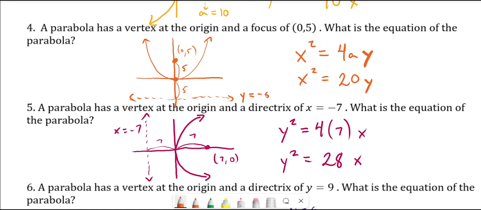This one tells us that the vertex is at the origin and the directrix is at x equals negative 7, so a vertical line. The vertical line for our directrix over here tells us that it's opening away from the directrix, that is to say towards the right. That tells us that we are looking at an equation of the form y squared equals 4 times a times x. Now a must be 7, since it's 7 units from the vertex to the directrix. Then also it must be 7 units up towards the focus, but really all we need to extract from here is a, which is 7. That means the standard form should be y squared equals 28 times x.